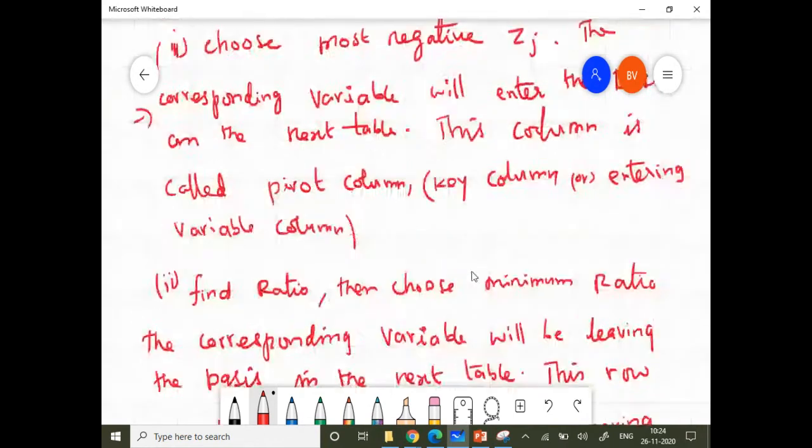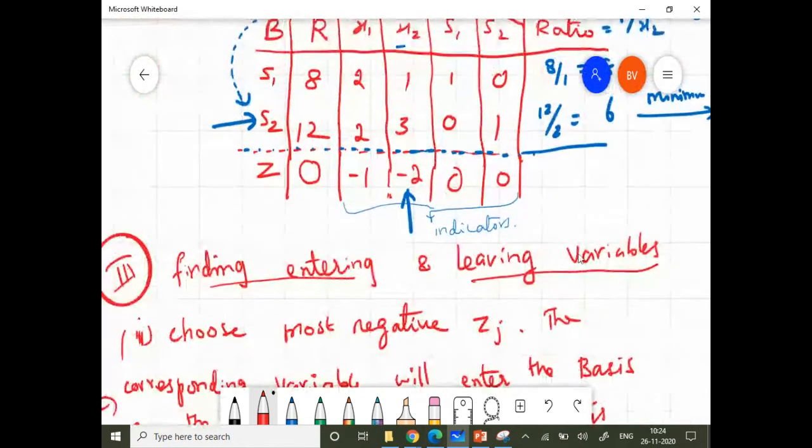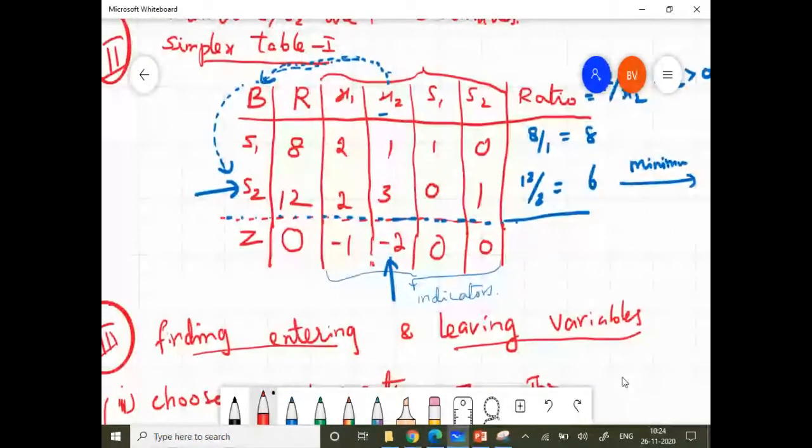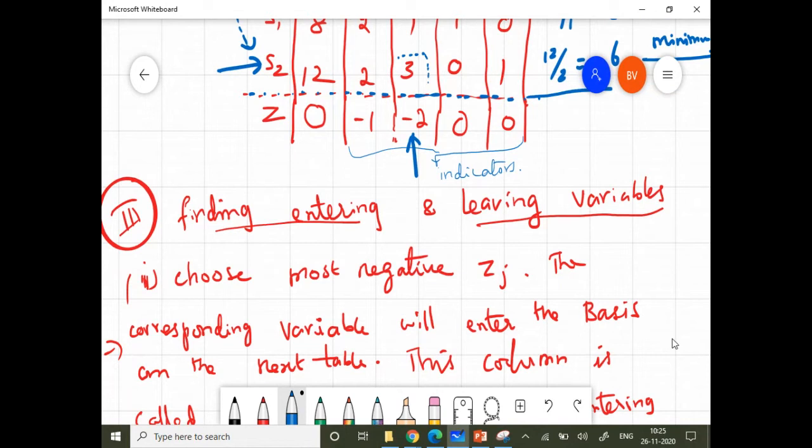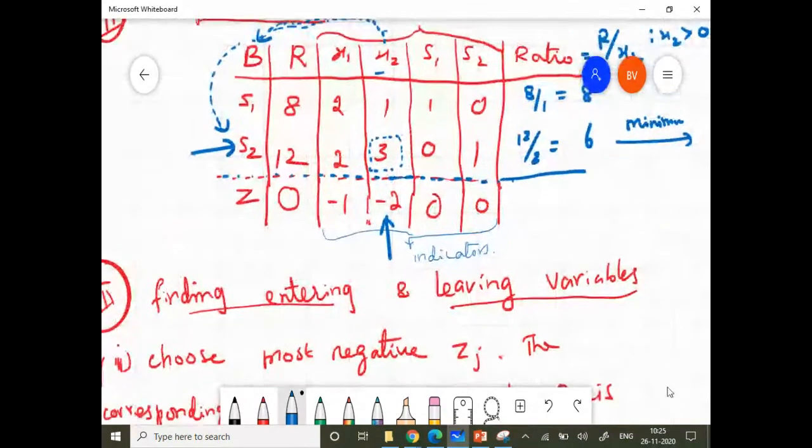That's it. Go back to the same table. The work is done on the same table, but calculations are explained in step number 3. Okay, what is going on? Our entering variable is x2, leaving variable is s2. And do you find there is an intersection? This is called the pivot column. This is called the pivot row. They are intersecting at this point. What is the intersection point? 3. Isn't it? 3 is the intersection of pivot row and pivot column.